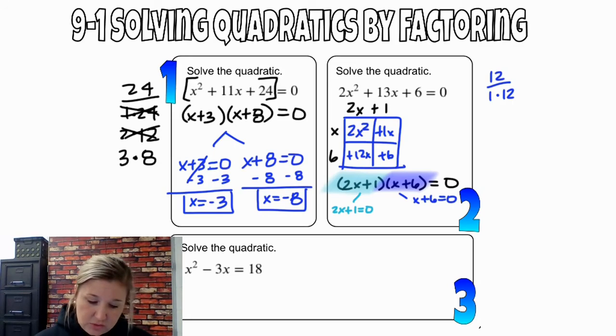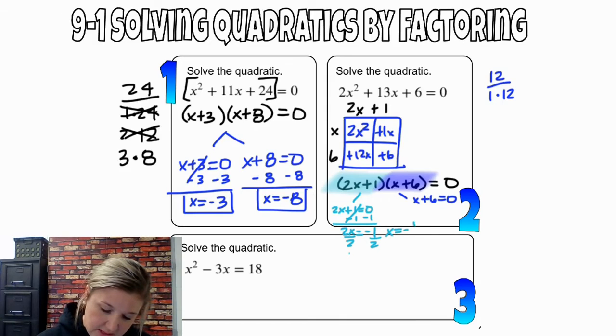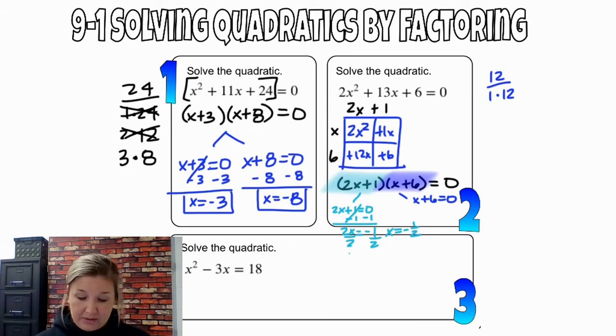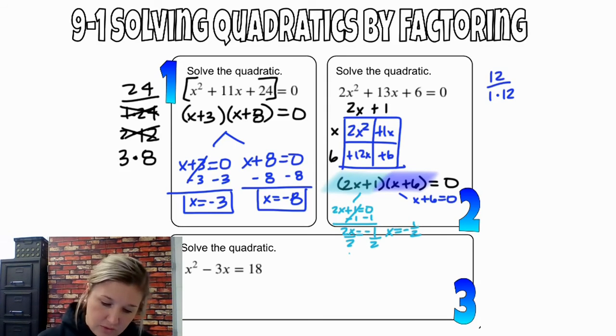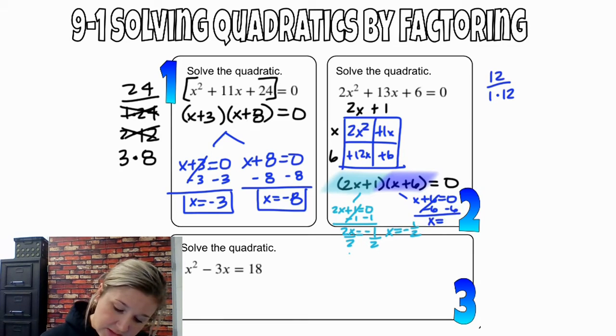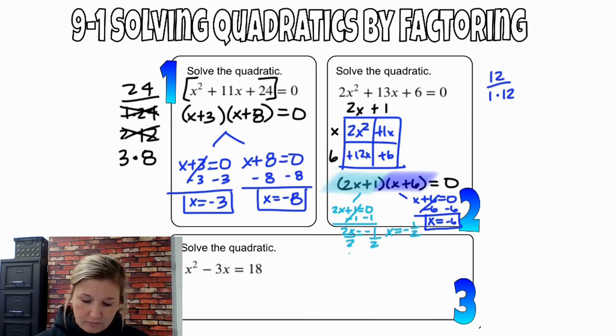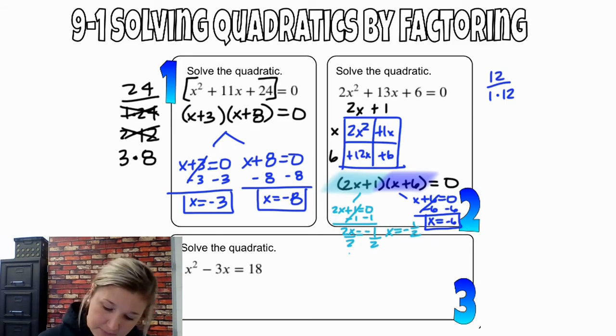So I'm going to solve the left one first. So I have minus 1 on each side. So I have 2x equals negative 1. And then divide by 2 on each side. And so x is going to be equal to negative 1/2 on that one. Then on the other one, I'm going to subtract 6 from each side. And so x is equal to negative 6. And that's how I would solve that here.